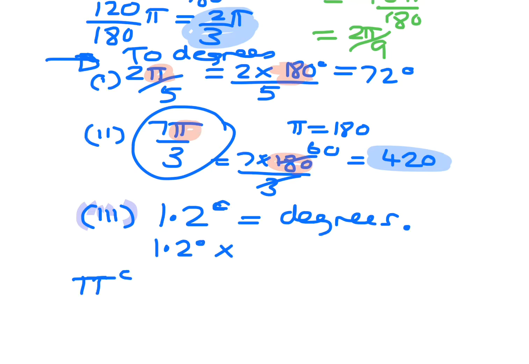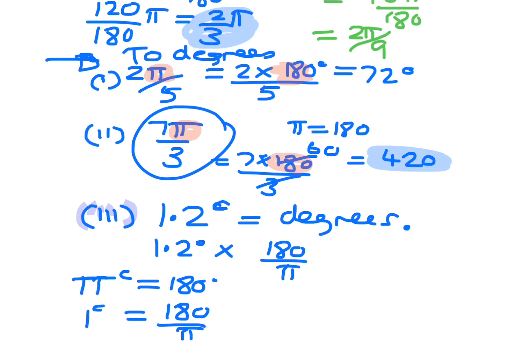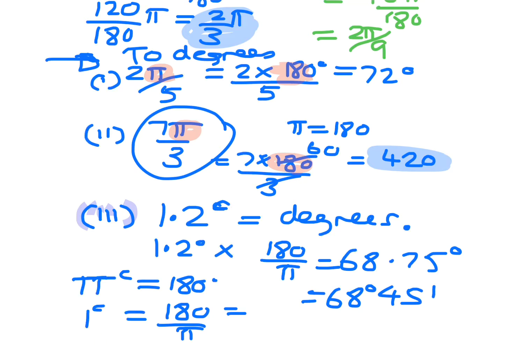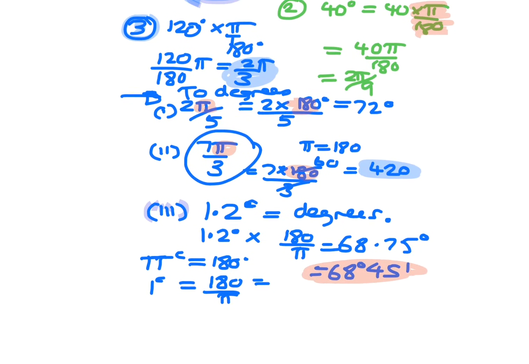pi radians equals 180 degrees. So if you did 1 radian, it's 180 over pi, because you've got to do the opposite. So if you times by 180 over pi, you get 1.2 times 180 over pi, which equals 68.75. That's degrees. If you change it to degrees and minutes, it would be 68 degrees 45 minutes. Okay, and that would be in degrees and minutes.